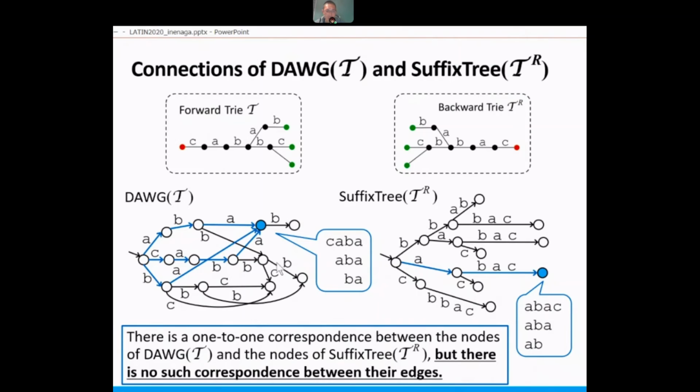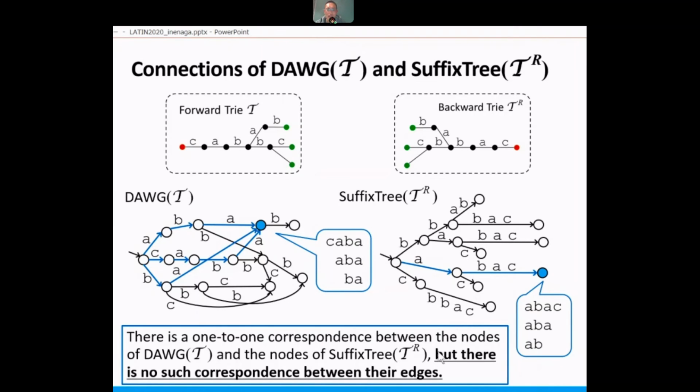Here are some examples. If you look at this node of the DAWG for this forward trie, this node accepts the strings CB, AB, ABA, BA. For this node, there exists a node in the suffix tree of the backward trie, which is the mirror image of this forward trie, that represents ABAC, ABA, which ends on the edge leading to this node, and also another one, AB. If you reverse these strings, then you get these strings. This kind of one-to-one correspondence holds for all the nodes. Actually, we have 13 nodes in this DAWG and 13 nodes in this suffix tree.